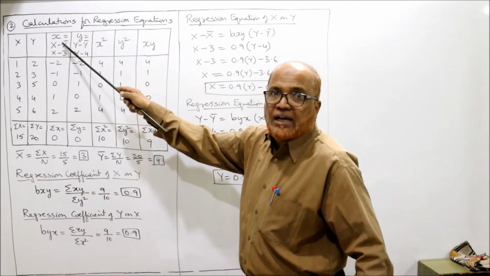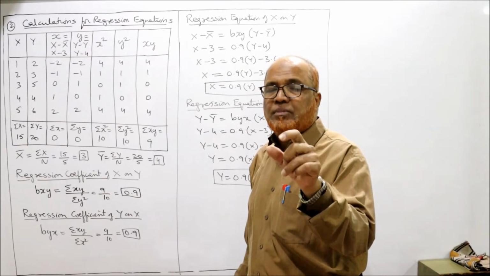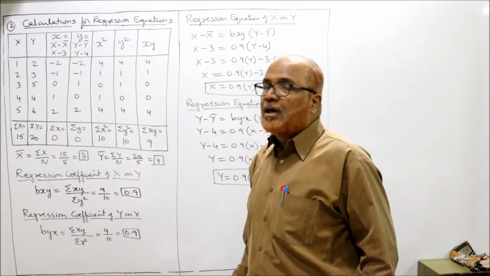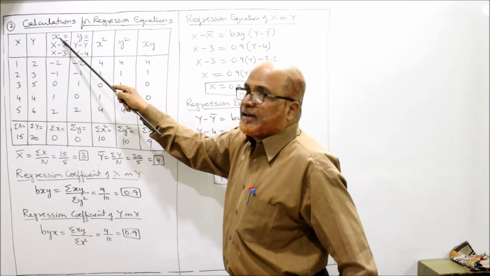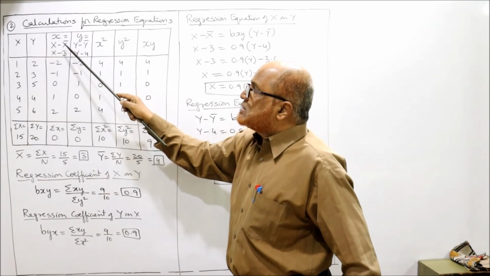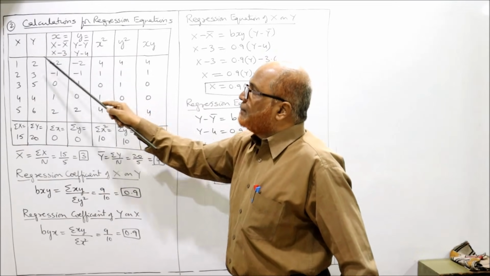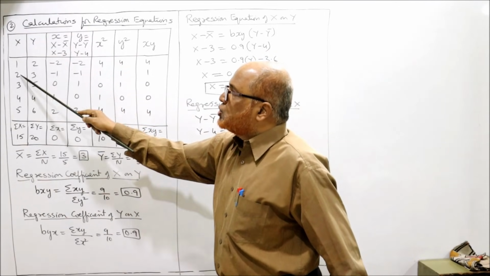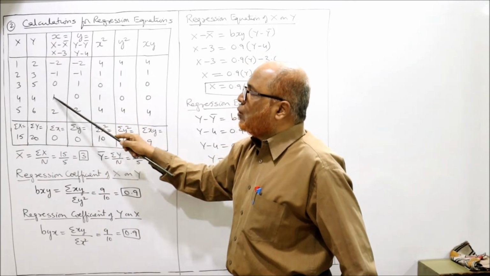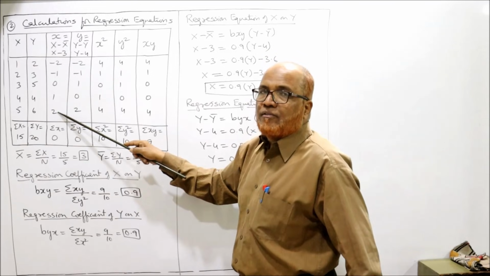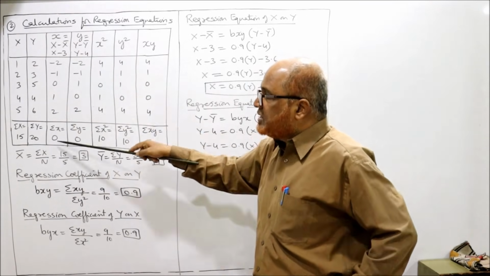So here we are not taking dx. In the previous problem we took dx because the deviations were taken from the assumed mean. Here we are taking only x, small x. This is capital X, this is small x. So small x is equal to capital X minus x bar. How much is the x bar here? 3. So x minus 3. So 1 minus 3 is minus 2. 2 minus 3 is minus 1. 3 minus 3 is 0. 4 minus 3 is 1. 5 minus 3 is 2. When we take the deviations from the actual mean, the total will always be 0.